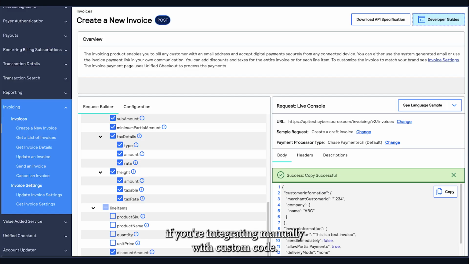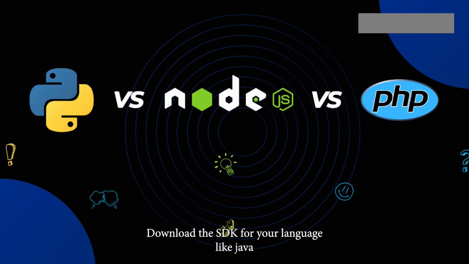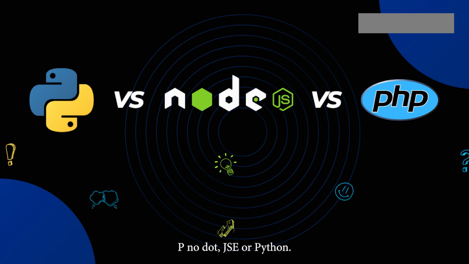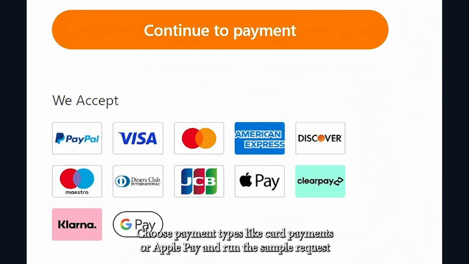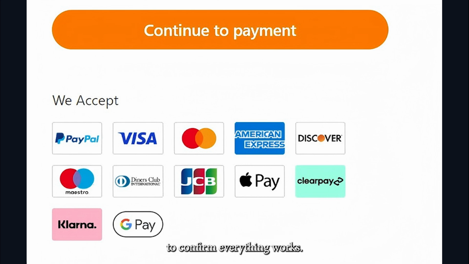If you're integrating manually with custom code, go to developer.cybersource.com. Download the SDK for your language like Java, PHP, Node.js, or Python. Add the credentials you copied earlier. Choose payment types like card payments or Apple Pay, and run the sample request to confirm everything works.